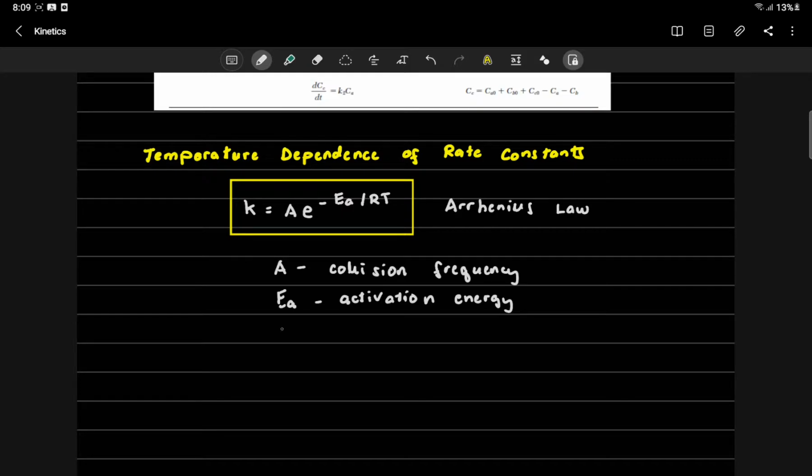Okay? R is the gas constant. And your T is, of course, temperature. And it should be in absolute units, which is Kelvin. Of course, K is the rate constant.